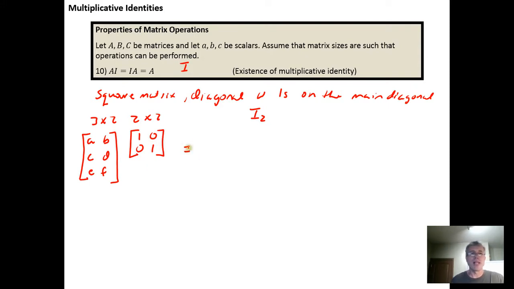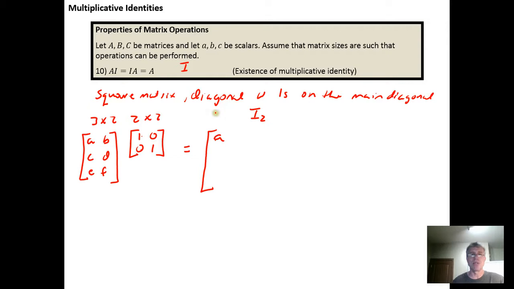And so if we multiply this out, what we'll see is multiplying by this matrix preserves the identity of the original matrix. So if we multiply first row, first column, we take the dot product of the first row and the first column. We get A times 1 plus B times 0 is A. Row 1, column 2.